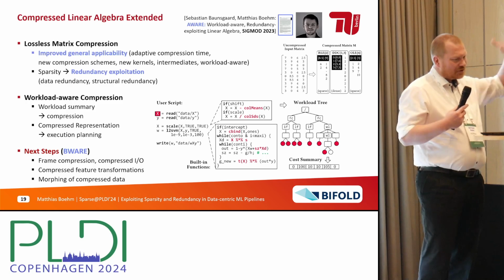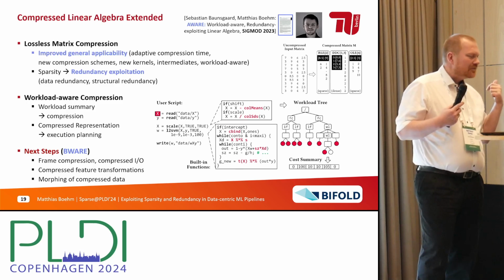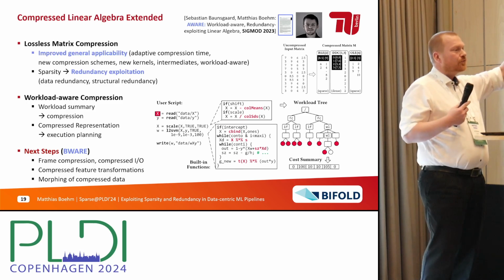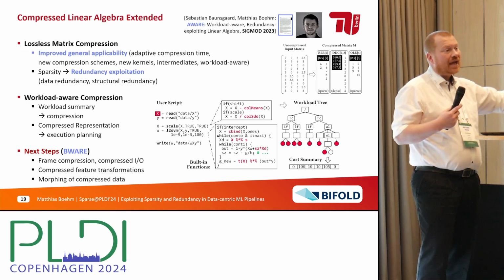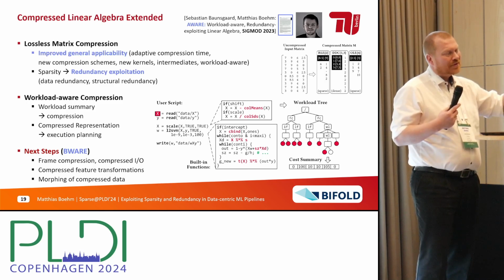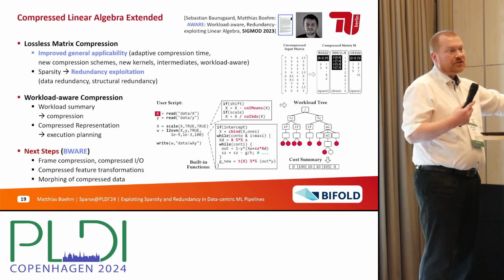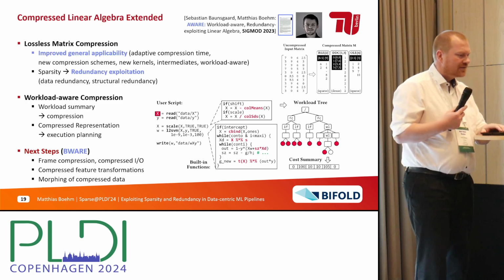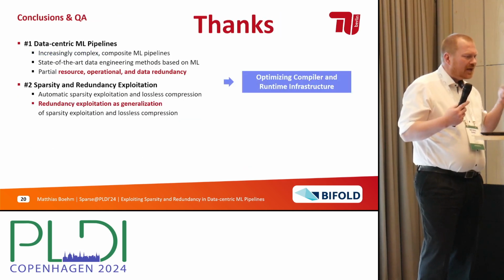Recent work, so that was the aware work. Our next is the beware work, where we push compression all the way into feature transformations like one-hot encoding, recoding, feature hashing, where there's a lot of potential. So instead of applying those structural transformations and then rediscovering redundancy, we go all the way to the sources and exploit this redundancy. We see a lot of redundancy in data-centric ML pipelines.